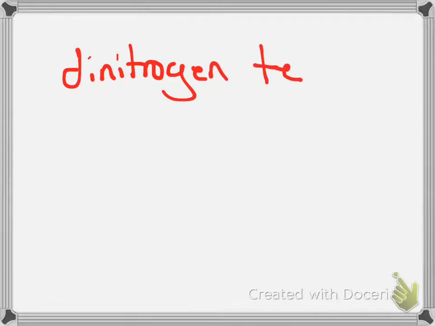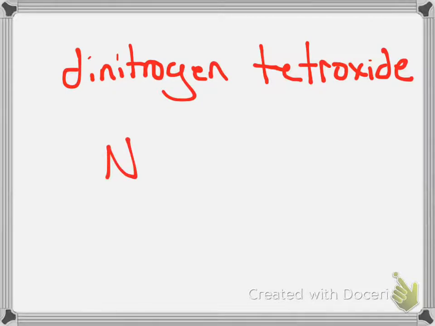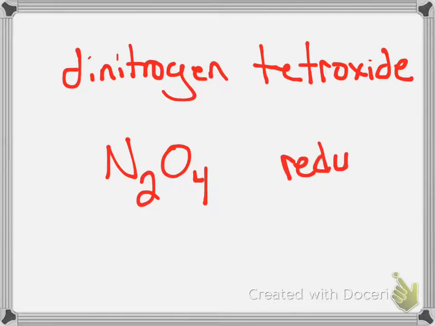One more. Let's go with dinitrogen tetroxide. Okay, again, let's write down the elements. We know it's nitrogen. We know it's oxygen. Dinitrogen, 2. Tetraoxide, 4. Now you might say, oh, Cornick, we got to reduce that. No, you don't. With covalent compounds, there is no reducing at all.